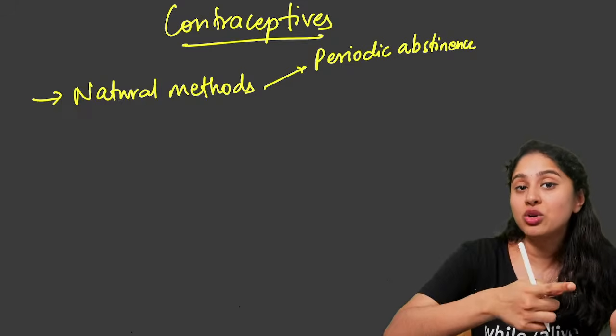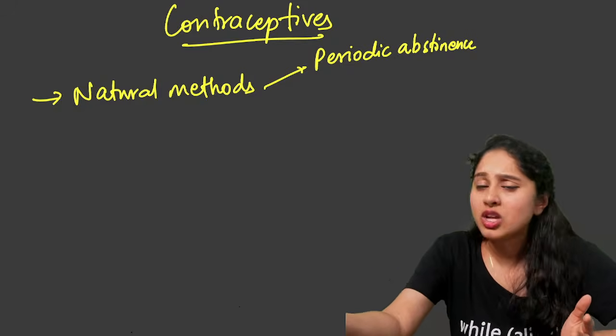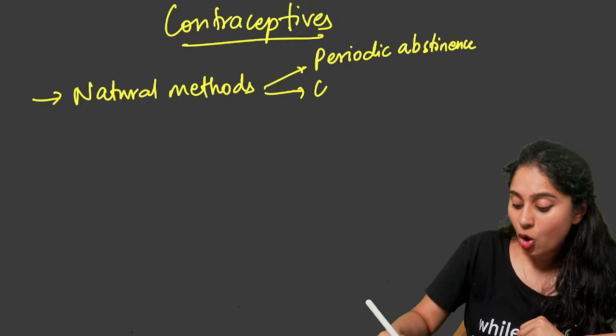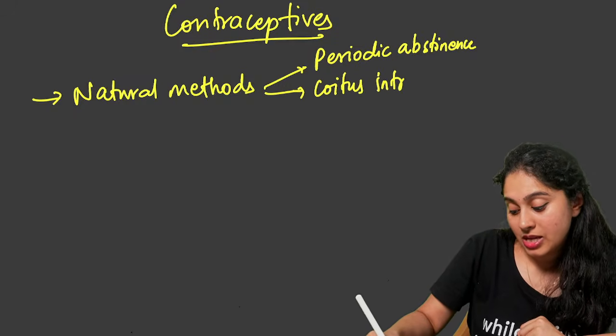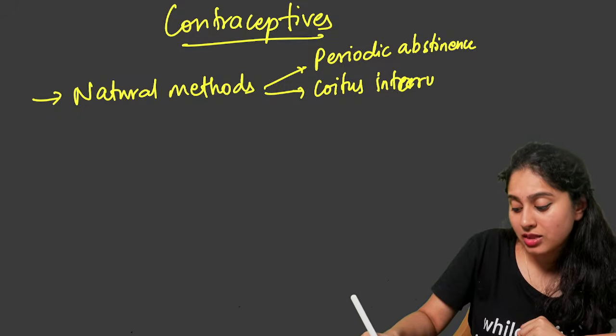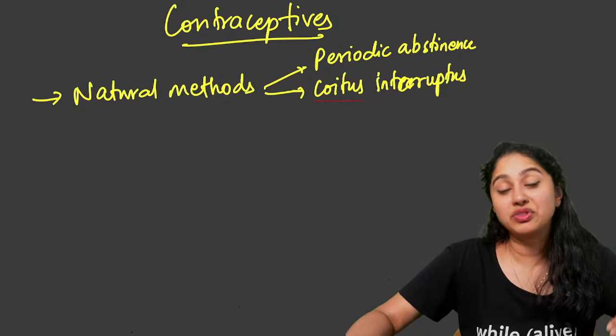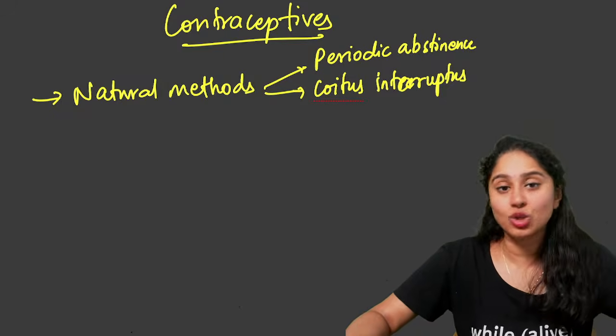So if there is no intercourse during that period, then there is no chance of getting pregnant. Now the second one is coitus interruptus. This is where the male partner withdraws the penis before ejaculation. So if the sperms are not deposited, again there is no chance of pregnancy.